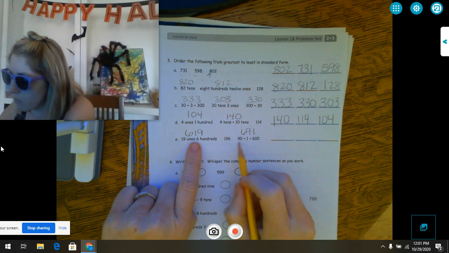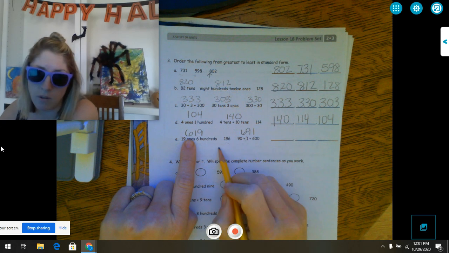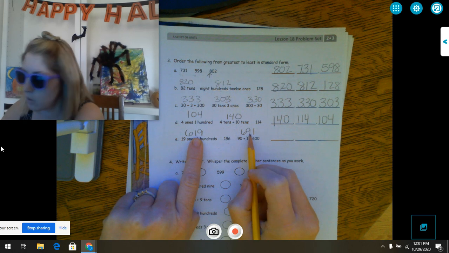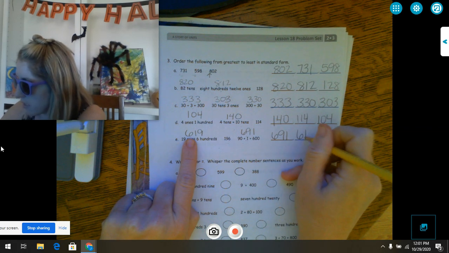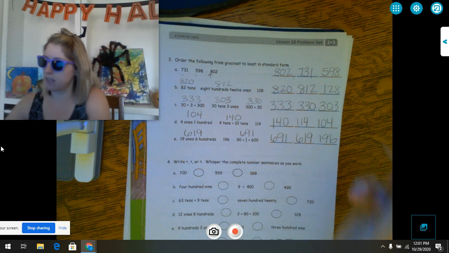So these two are the biggest ones because they have a 6 in the hundreds place, and this one only has a 1 in the hundreds place. So we're going to look at the tens. Which one has a bigger amount of tens? This one does. So 691. And then our other number that has a 6 in the hundreds place. And then 196 is the least.